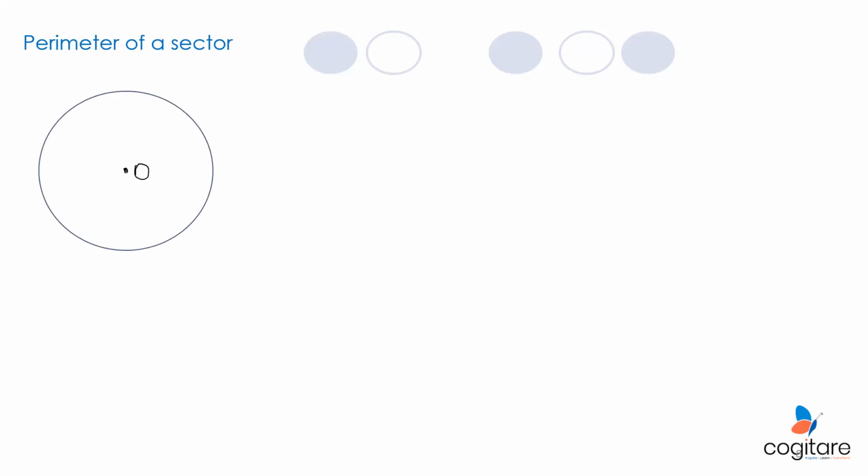What is a sector? I think we've discussed this before. A sector is an area bound between an arc and its corresponding radii.